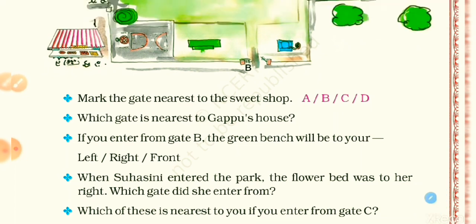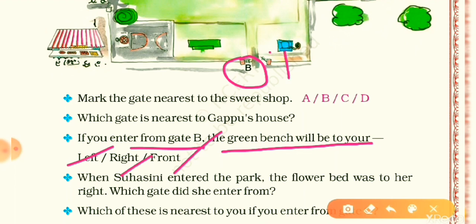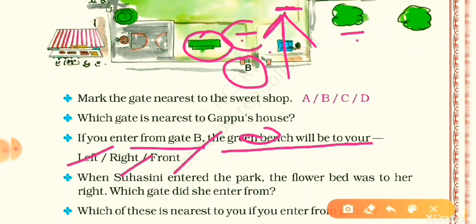Next question. If you enter from gate B, the green bench will be to your left, right or front side? If you enter from gate B, this will be your direction. This is your face side, this is your left and this is your right. Now tell me, the green bench which is here is on which side, left, right or front? Yes, this is on your left side, so you can tick on the left.